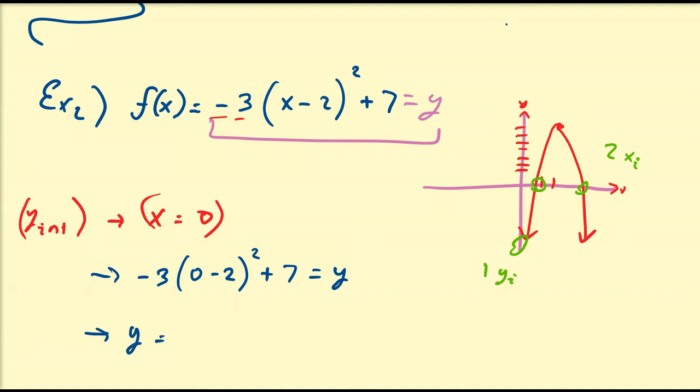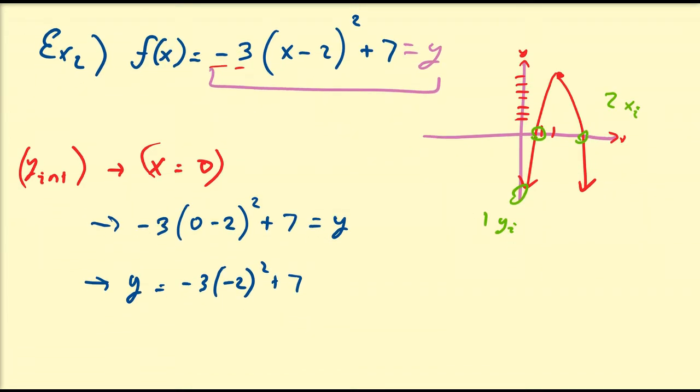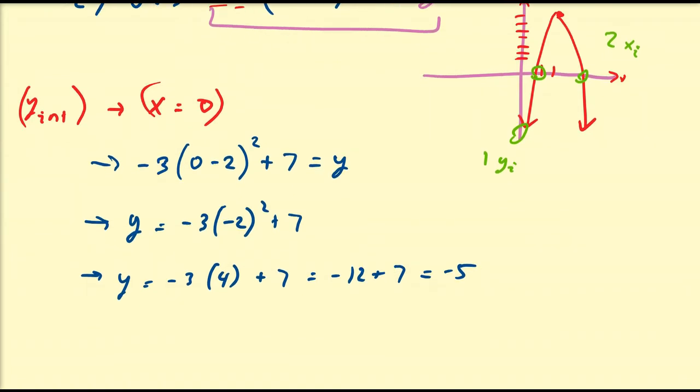So y must be equal to negative 3 times negative 2 squared plus 7. Negative 2 squared is equal to 4, so we have y is equal to negative 3 times 4 plus 7. Negative 3 times 4 is going to be minus 12 plus 7, and negative 12 plus 7 is going to be negative 5. So that means the y-intercept is the point where x is equal to 0 and the y value is equal to negative 5.